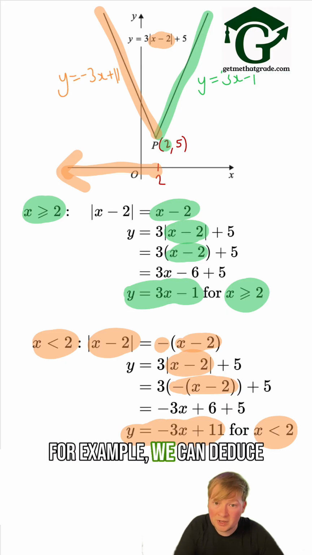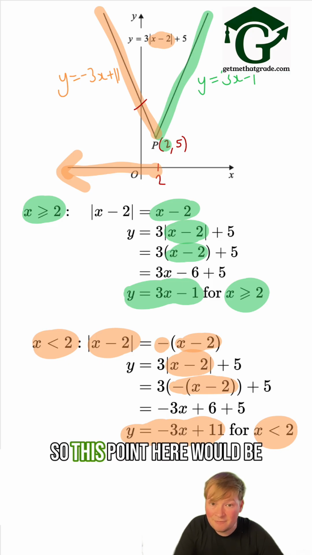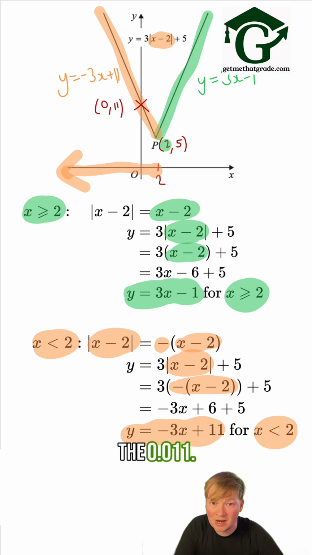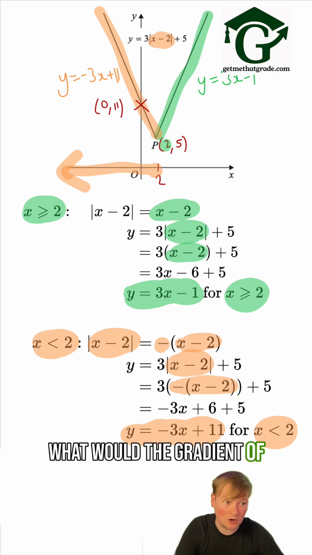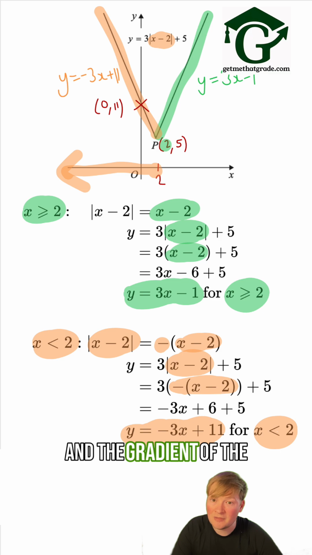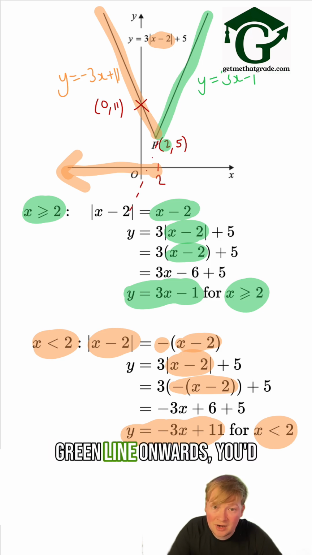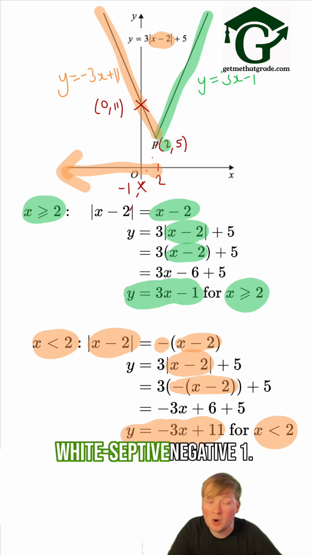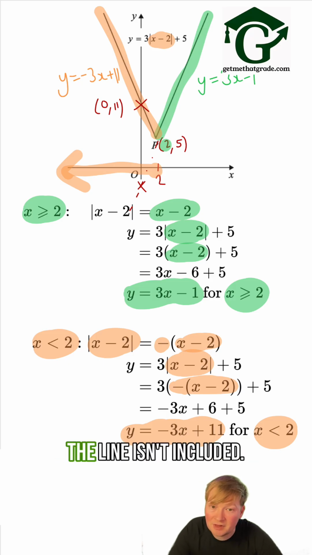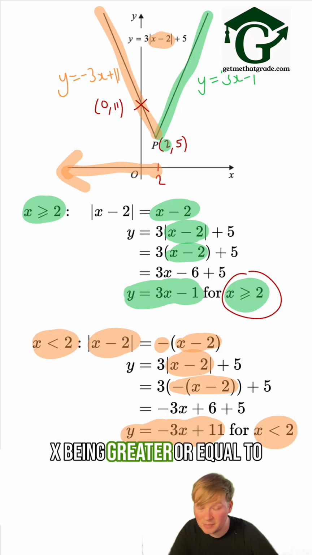So that can be quite helpful. For example, we can deduce therefore that the y-intercept of this orange branch is at 11. So this point here would be the point (0, 11). What would the gradient of these lines be? Well, the gradient of the orange line would be -3, and the gradient of the green line would be +3. If we were to extend this green line onwards, you'd see that it would have a y-intercept of -1, but actually that part of the line isn't included, because remember, for the green line, it only exists for x being greater or equal to 2.